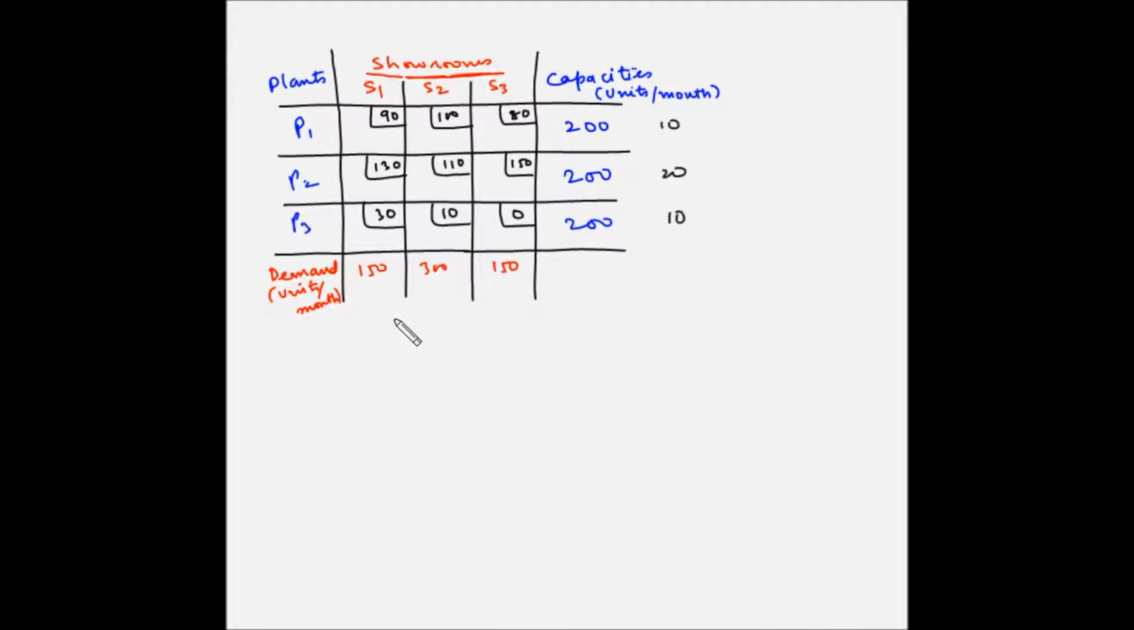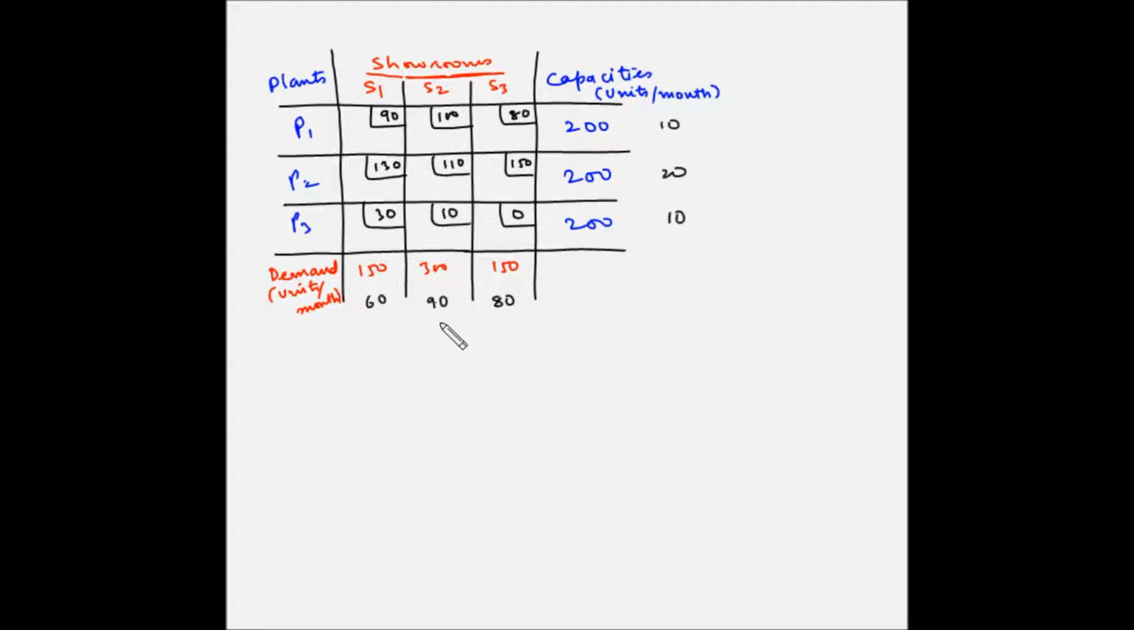Now let's do column wise. So for the first column, the lowest is 30 and the next lowest is 90. So 90 minus 30, which is 60. For the second column, the lowest is 10 and the next lowest is 100. So the difference is 100 minus 10, which is 90. And for the third column, the lowest is 0 and the next lowest is 80. So the difference is 80 minus 0, which is 80. Now the next step is to select the row or column with the largest difference. So the second column has the largest difference of 90.